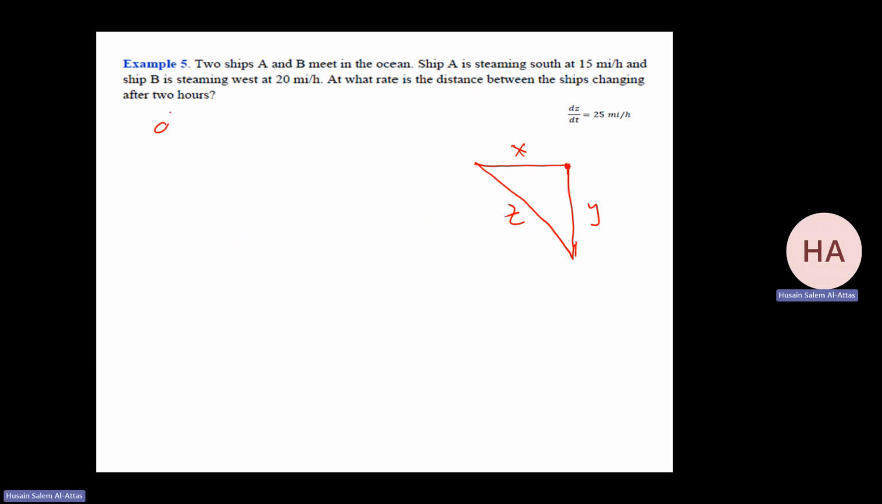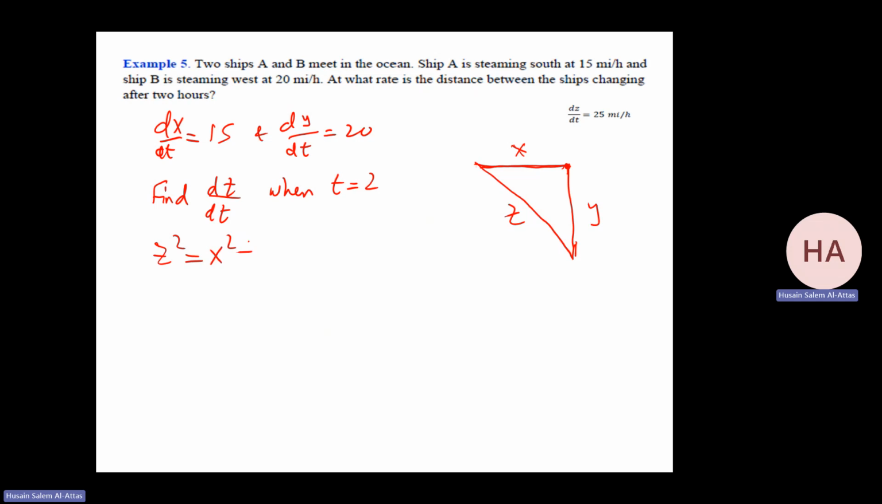So I have dx by dt, because the distance traveled will increase as I'm going in this direction, will be 15, and dy by dt equals 20. What does he want? He wants us to find dz by dt when t equals 2. Okay, so I have z squared, this is the relation. Differentiate.